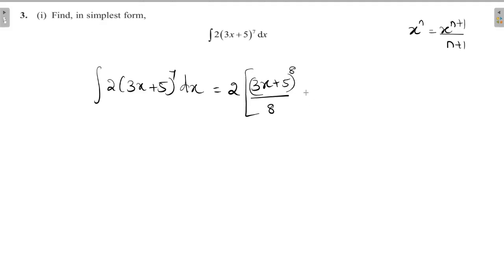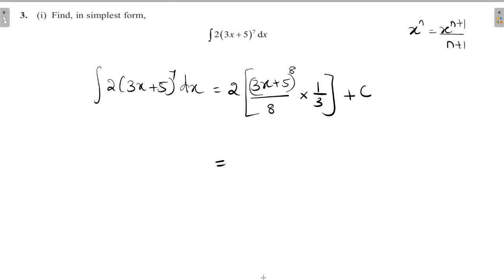Now we have to divide it by the coefficient of x. When we are differentiating, we have to multiply by the coefficient of x. When we are integrating, we have to divide by the coefficient of x. So times 1 by 3. Here the integration did not give the limit, so there must be a constant term plus c.